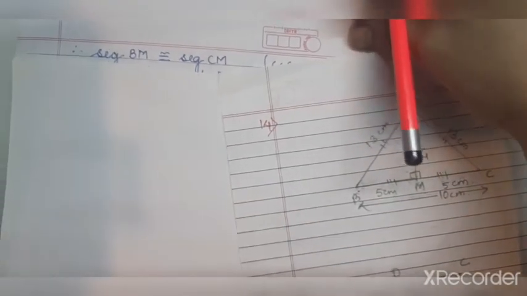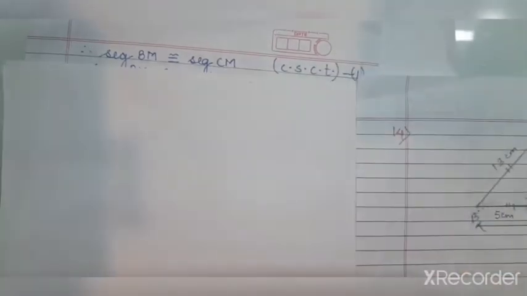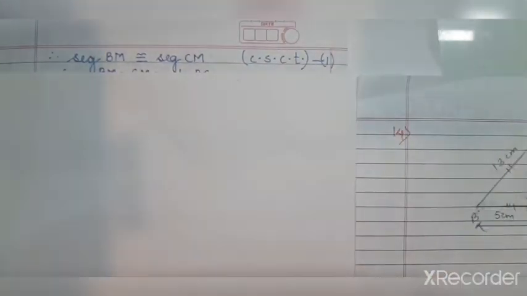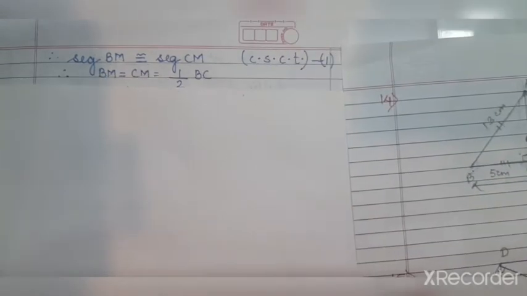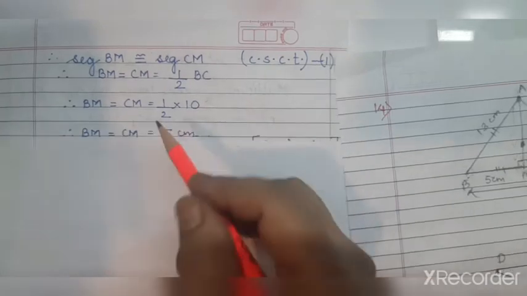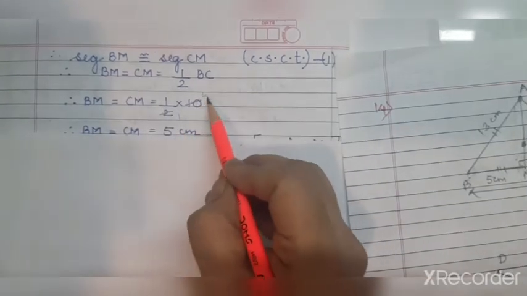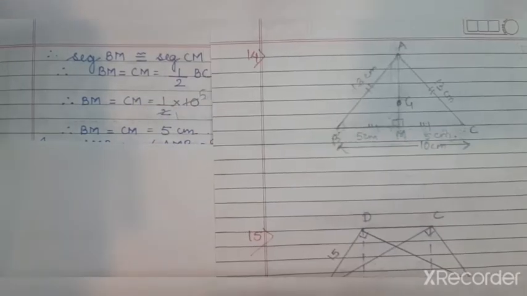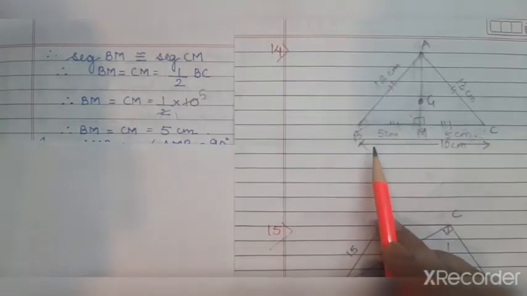If you see here, BM equals CM, corresponding sides of congruent triangles, and therefore BM is equal to CM, which is half of BC. BC is 10. Therefore two 1s are 2, two 5s are 10. Therefore BM and CM both we get as 5 centimeter. You can see in the figure also.